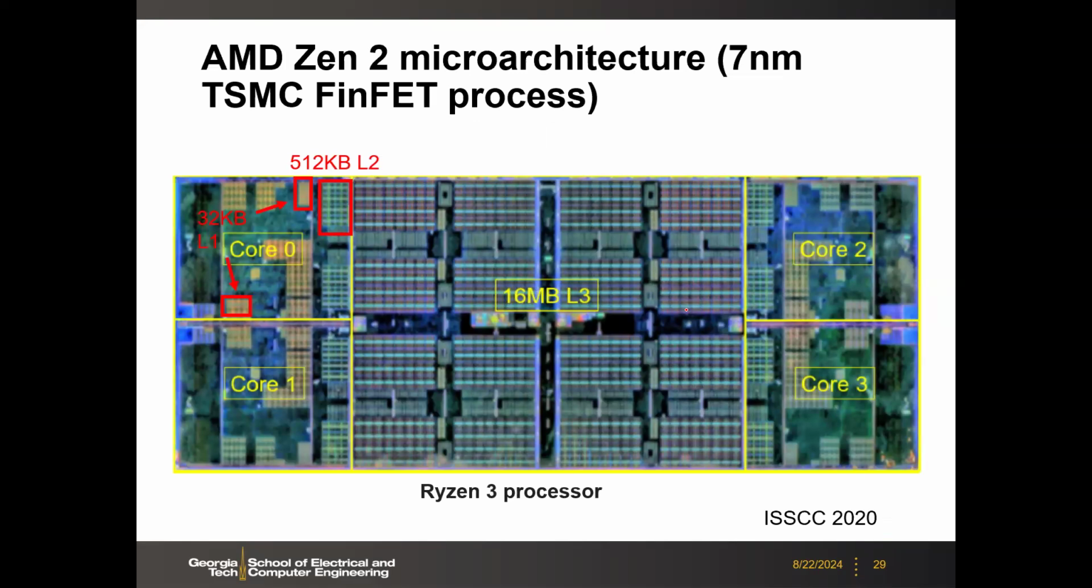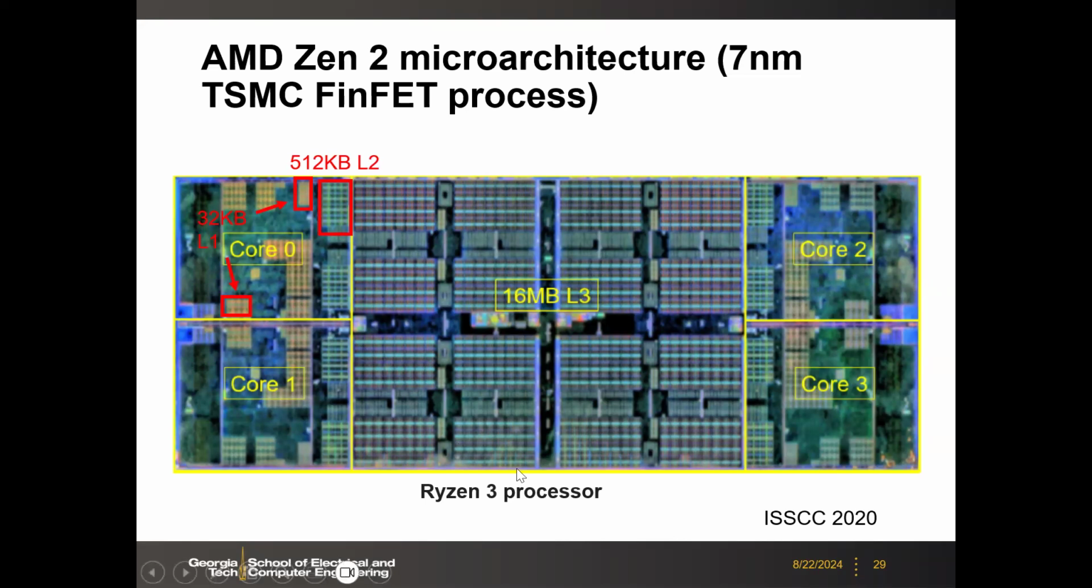So then let's look at some recent examples. This is from the AMD Zen 2 microarchitecture. It was fabricated by the TSMC 7 nanometer FinFET process, and this was disclosed at ISSCC 2020. This is used in the commercial Ryzen 3 processors.